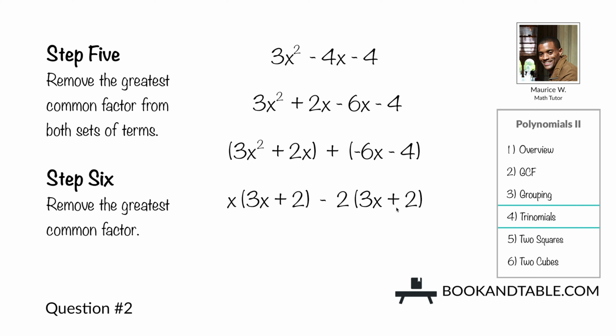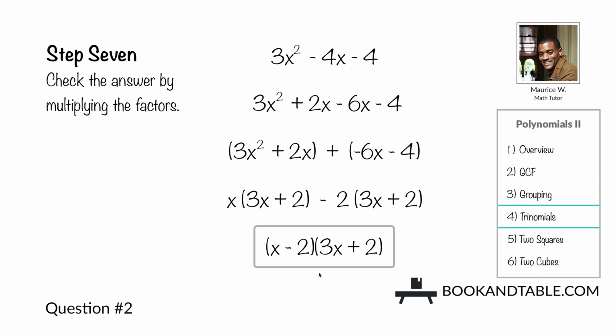So step 6, remove the greatest common factor from these two sets of terms. And the greatest common factor is 3x plus 2. That's common to both. So when we remove that factor from each of these, we get 3x plus 2 as one factor, and x minus 2 as our second factor.